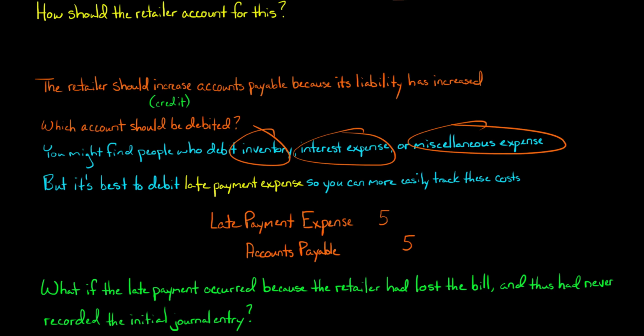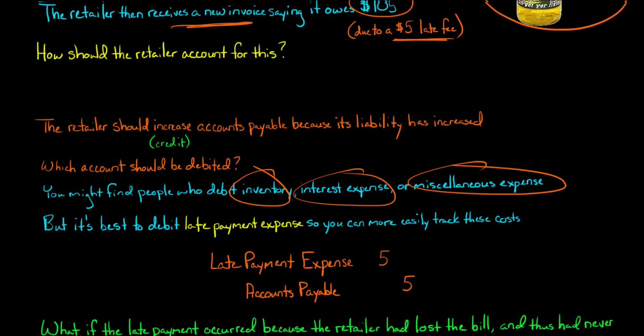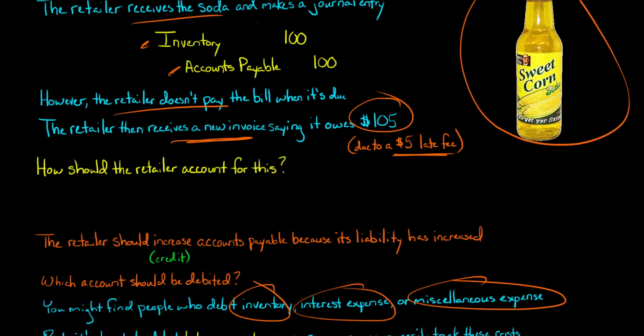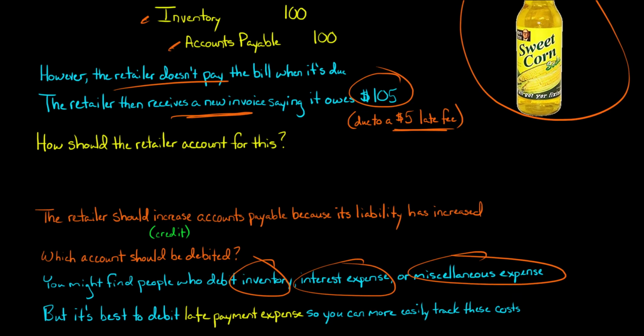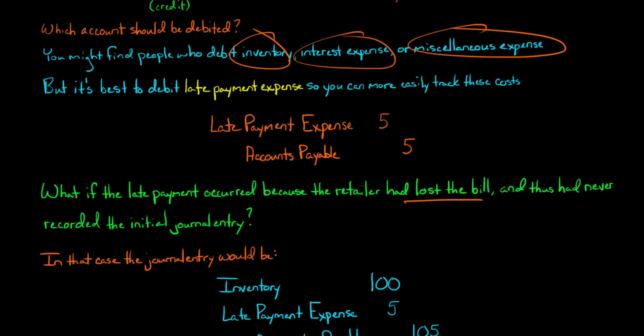Now, I'm going to give you a hypothetical scenario here. What if the late payment occurred because the retailer had lost the bill? So they originally got the bill saying, hey, you owe $100, but they lost it. The accounting department never made that initial journal entry. And when I'm talking about the initial journal entry, I'm talking about this one back here. Let's say that the accounting department had never made that journal entry, and then later they get this thing saying, hey, you have this late fee. You owe now $105.